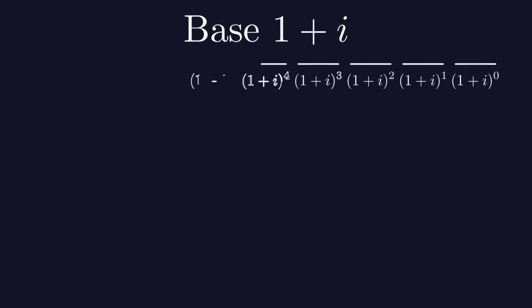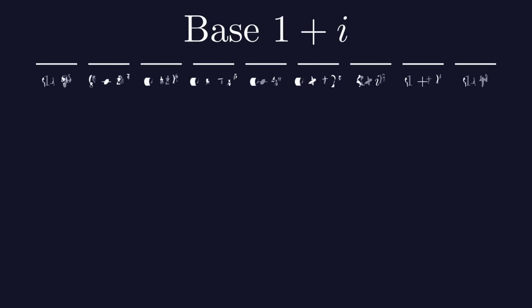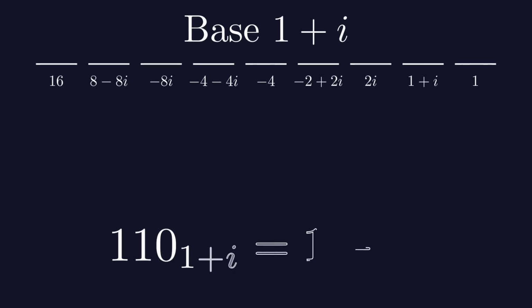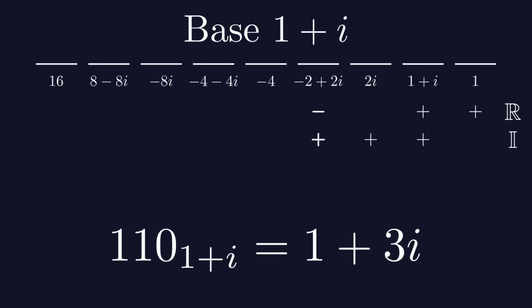Let's look at base 1 plus i. In this base, we can express odd multiples of i. For example, 110 would be equal to 1 plus 3i. But let's look closer at the powers we can use. First we have a positive real number, then positive real and positive imaginary, then positive imaginary, then negative real and positive imaginary, then negative real and negative imaginary, then negative real, then positive real and negative imaginary, then we again have a positive real and the cycle repeats.